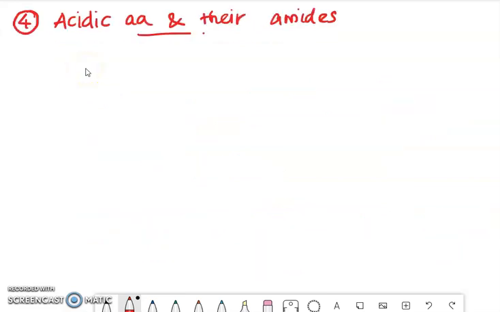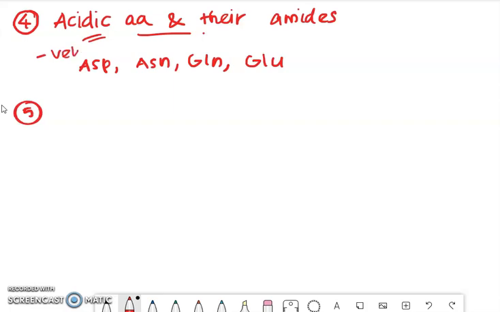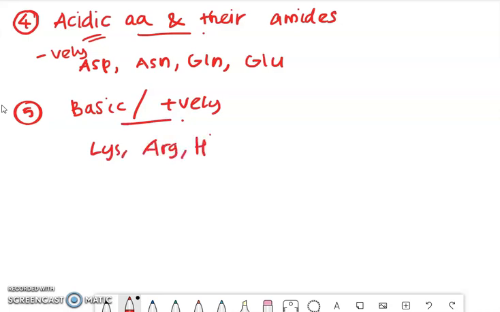The fourth one is acidic amino acids and their amides. What are those? Aspartate or aspartic acid, asparagine, glutamine, glutamic acid or glutamate. These acidic amino acids are also termed negatively charged amino acids. Fifth one is basic amino acids or positively charged amino acids. What are those? Lysine, arginine, histidine.